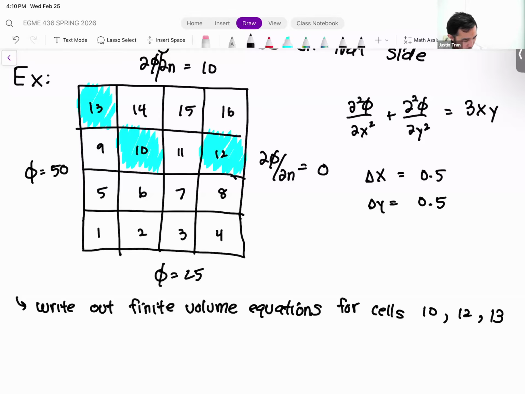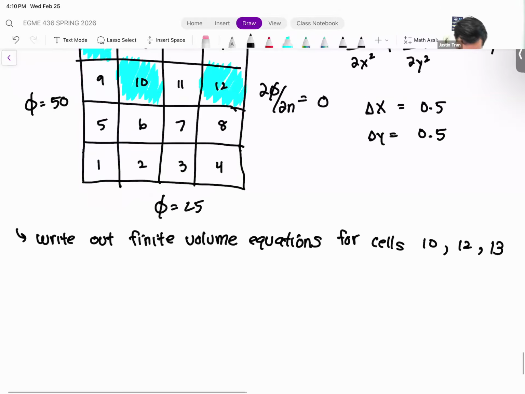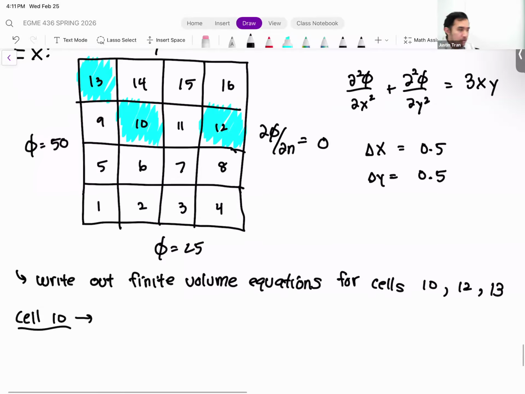All right, let's go ahead and get started. Let's start with cell 10. Cell 10 is the easiest one to do. What do we notice about cell 10? Cell 10 has a neighbor on every side. North, south, east, and west, we have a neighboring cell there. So cell 10 is what we characterize as an interior cell.